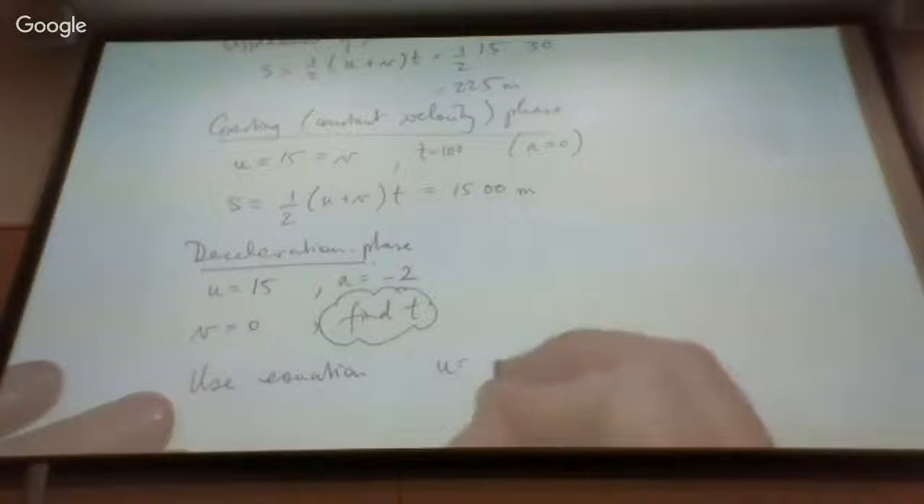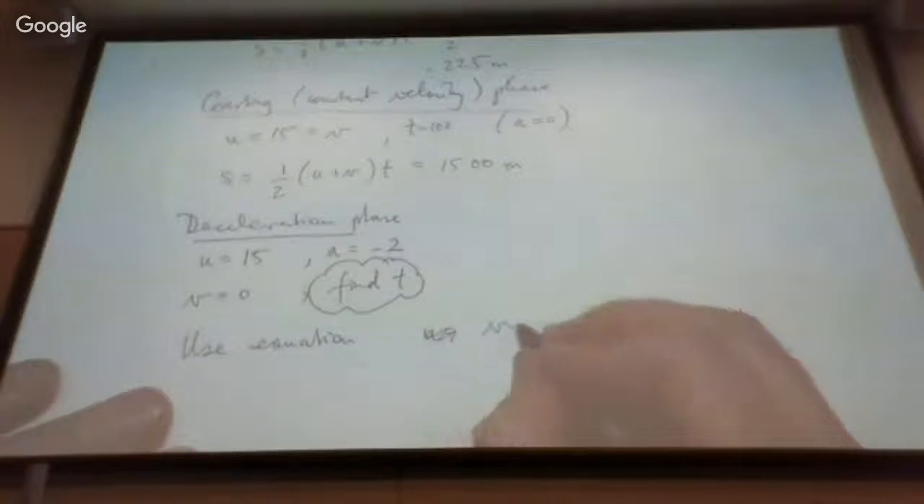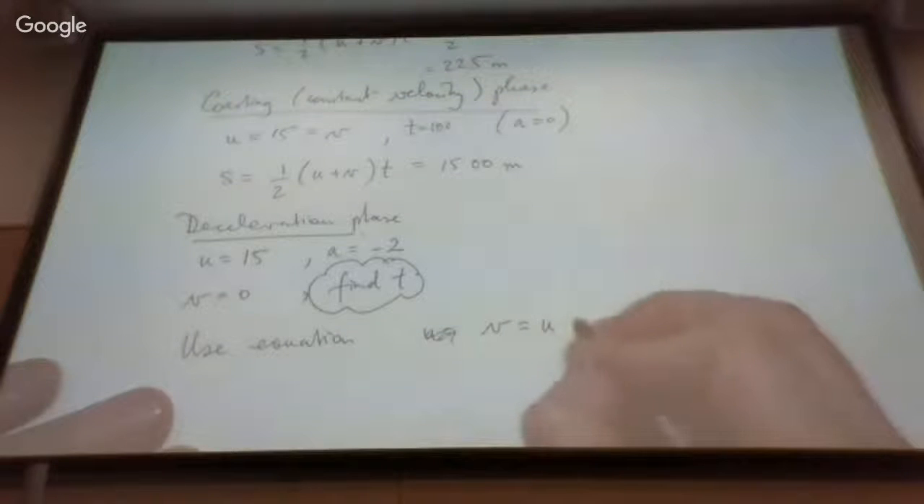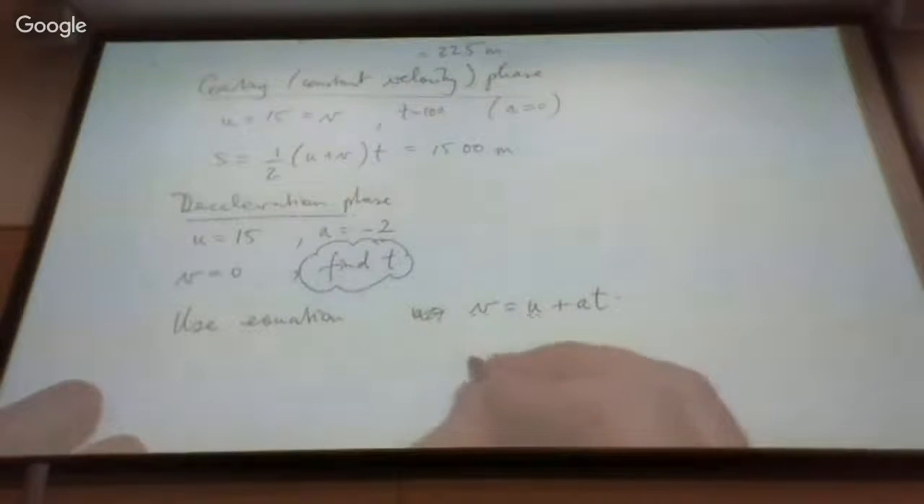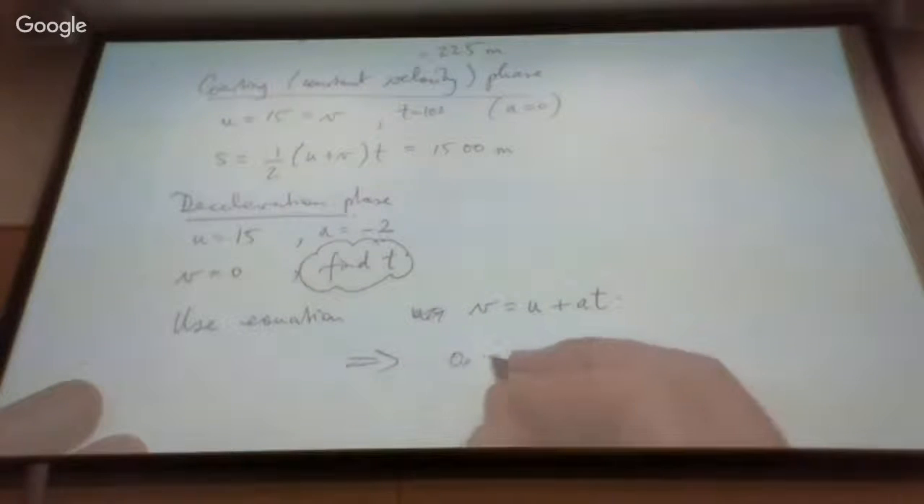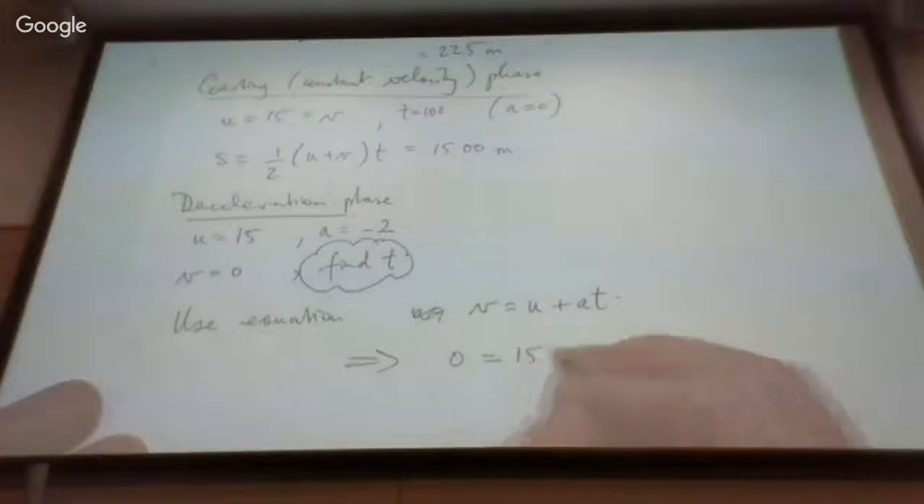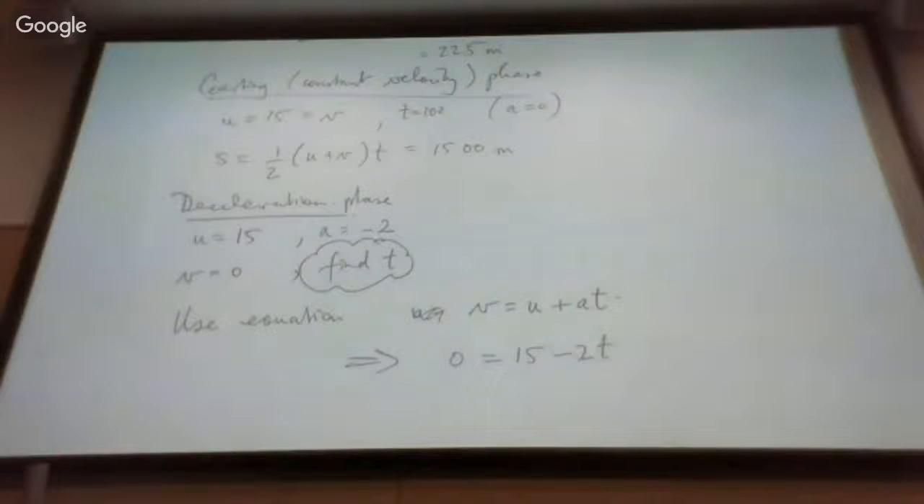v equals u plus at: final velocity equals original velocity plus acceleration times time. We know the final velocity to be 0. We know the initial velocity was 15. And the acceleration is -2. And the time we don't know for the time being. But of course, we can solve that. Time is then 15 over 2, 7.5 seconds.